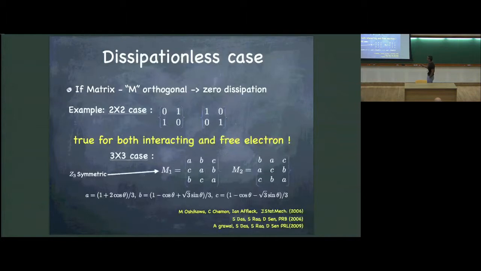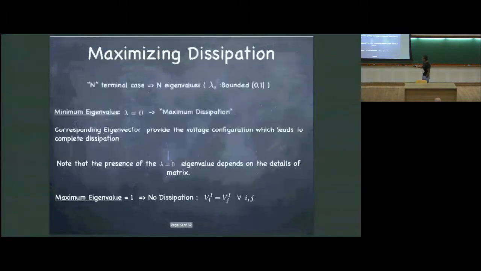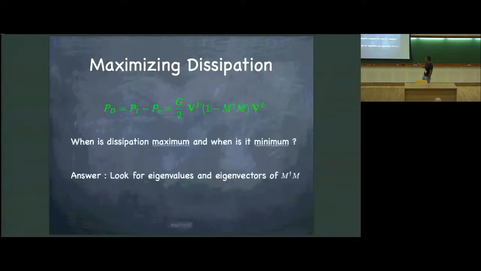So now, what can you learn from it? There's something very beautiful which comes out of this simple thing. We have this condition that the rows have to add up to 1, the columns have to add up to 1, and if you do not want dissipation, this has to be orthogonal, right? That's a simple argument. M has to be an orthogonal matrix.